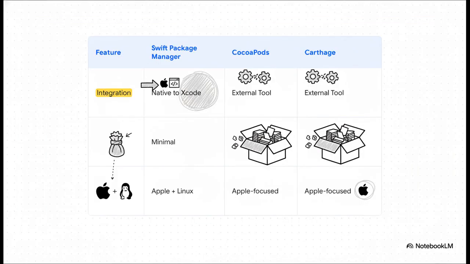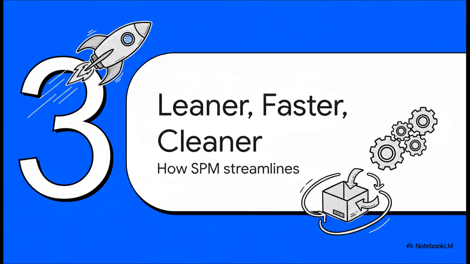And this table really lays it all out, doesn't it? Look at that. SPM is native while the others are external. And check out the repo impact. SPM is minimal, but CocoaPods and Carthage dump entire, often huge directories into your project. But for me, the real game changer is that last row. Platform. SPM works on Linux too, which makes your Swift code truly portable. That's huge.